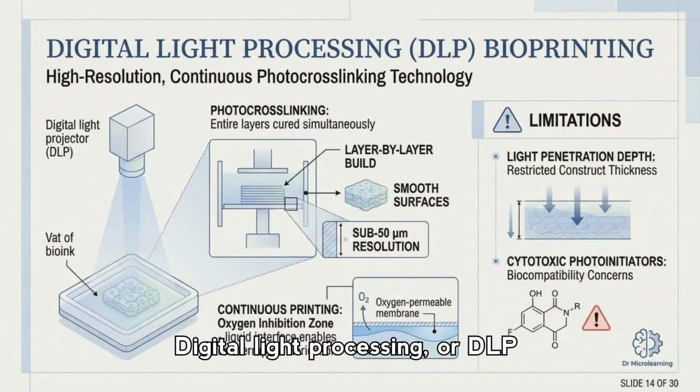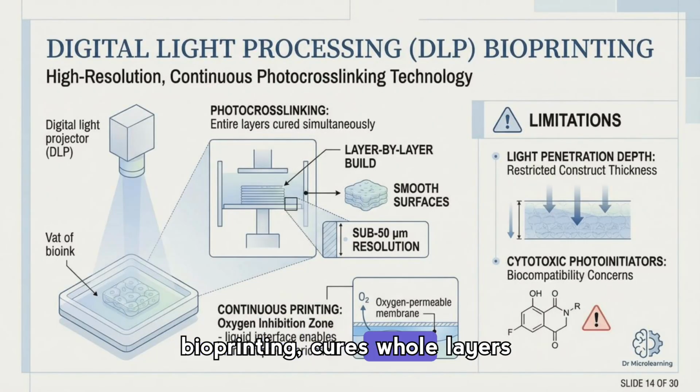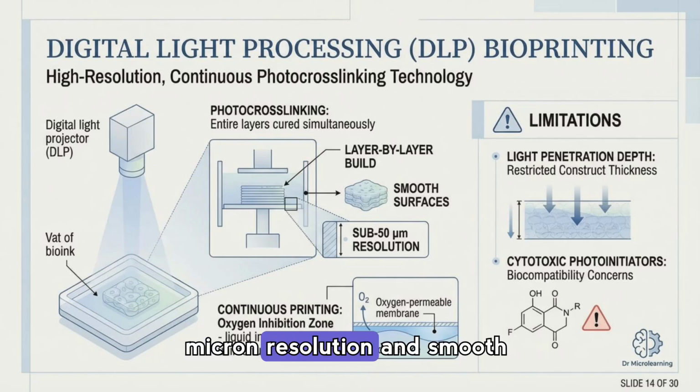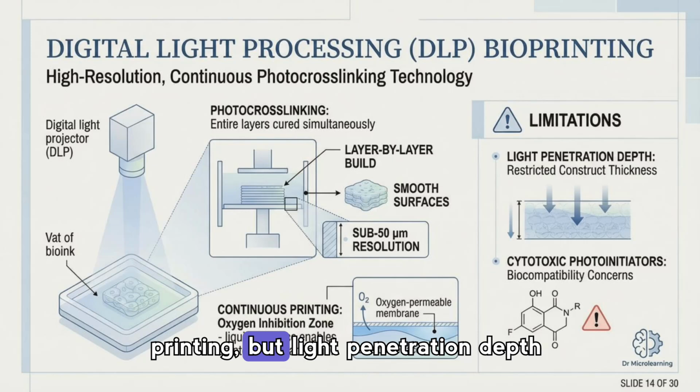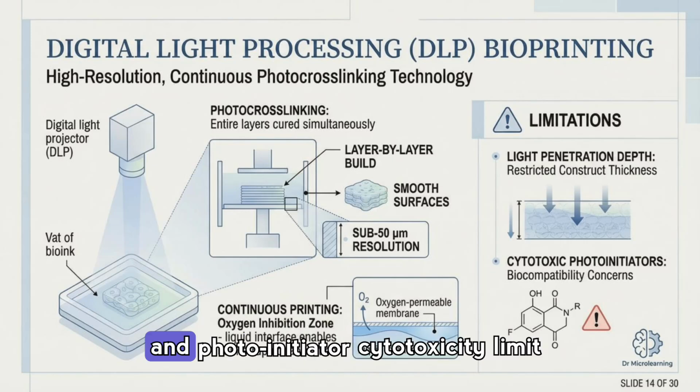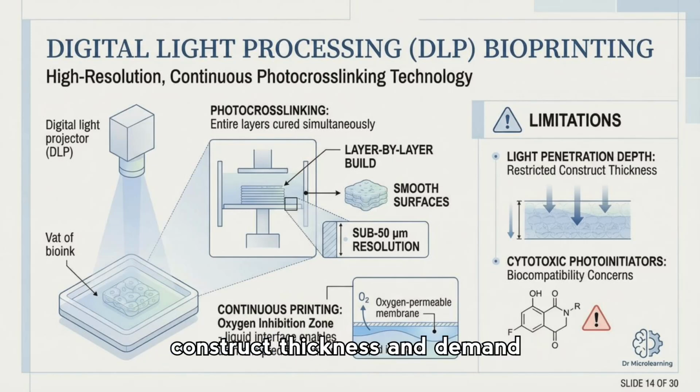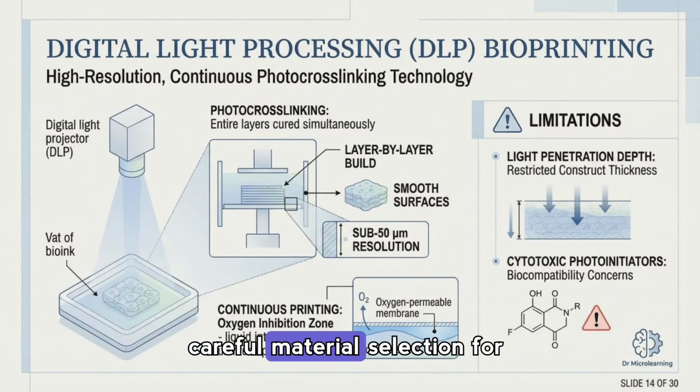Digital light processing, or DLP bioprinting, cures whole layers simultaneously to achieve sub-150 micron resolution and smooth surfaces, enabling continuous printing, but light penetration depth and photoinitiator cytotoxicity limit construct thickness and demand careful material selection for biocompatibility.